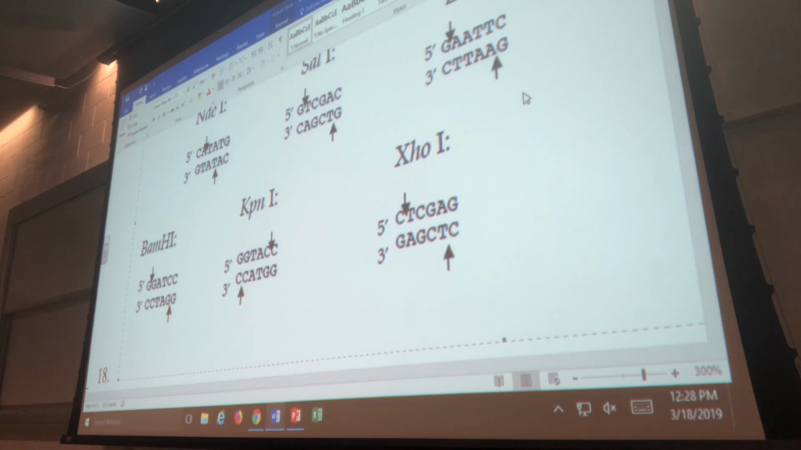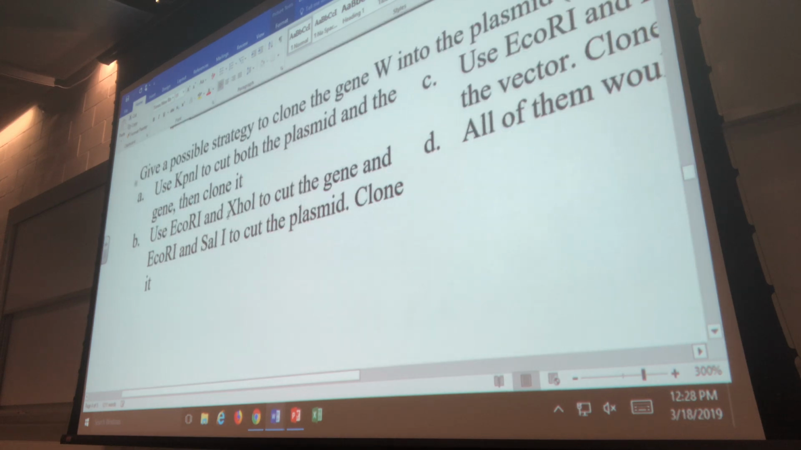So even though this is a very unique situation, even though you are using two different restriction enzymes, because the sticky end pattern is the same, they will still fit together. So for the purposes of this question, you can treat XHO1 and SAL1 as the same enzyme.